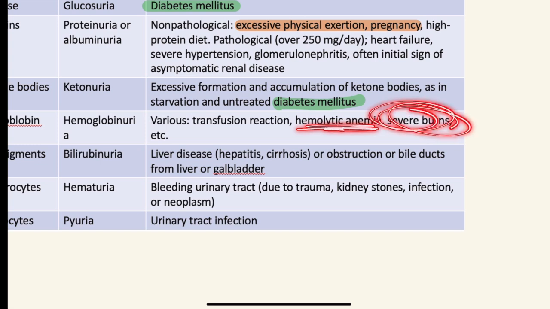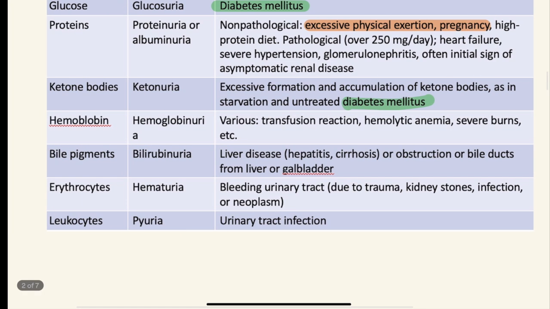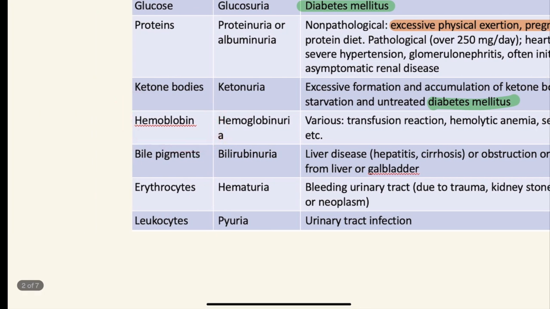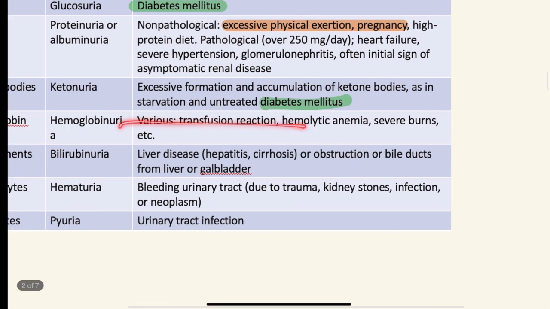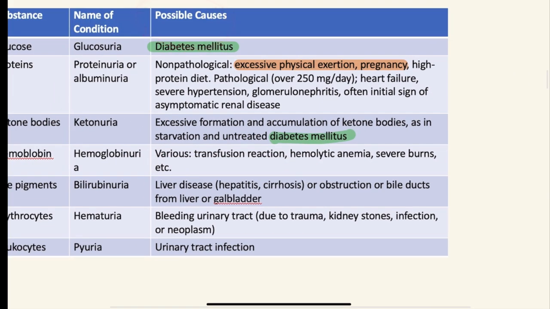Even severe burns would lead to this because, for example, in burns, you release stress hormones, right? So stress hormones would result in the production of RBCs to deliver more oxygen, etc., and that would lead to hemoglobinuria. So everything over here, all the causes, are going to have a logical explanation if you think about it. So this way you're going to understand the table and you're going to be able to memorize it.